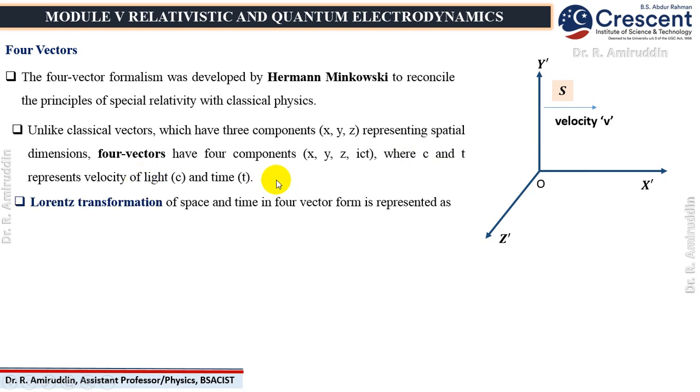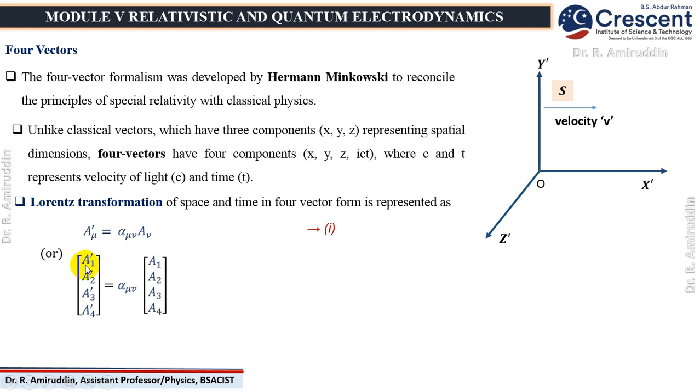The Lorentz transformation of space and time in terms of four vector form will be represented as A mu prime is equal to alpha mu v A v, where mu represents the four components, that is 1, 2, 3 and 4, and similarly the v represents the four components 1, 2, 3 and 4. Let us expand this equation number 1 as follows.